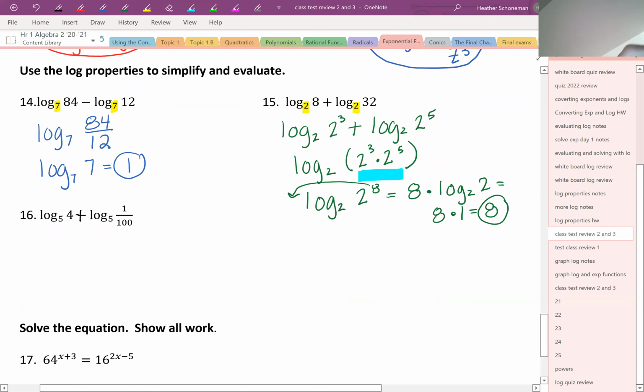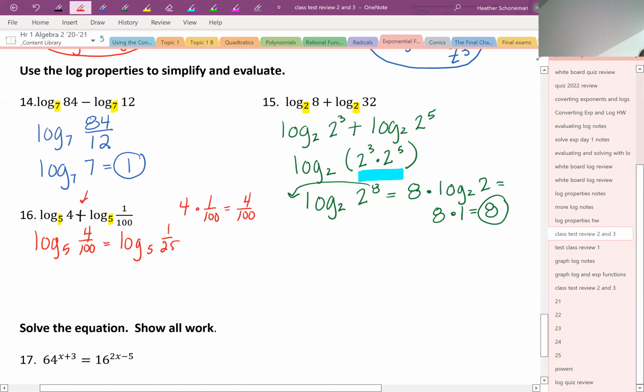Okay, number 16, I want you to change it to a plus sign because it was a minus. Okay, so right here in the middle, change that to a plus instead of a minus. All right, well, if I'm looking at it, it's got a base of 5, but I can't rewrite that. I can't rewrite 4 or 100 with a base of 5, so I'm just going to combine them. And because it's plus, I'm going to combine it with multiplication. And if I have 4 times 100, when I multiply that, I get 4 over 100. So I'm going to have log base 5 of 4 over 100. Well, we always reduce. So that's log base 5 of 1 over 25.